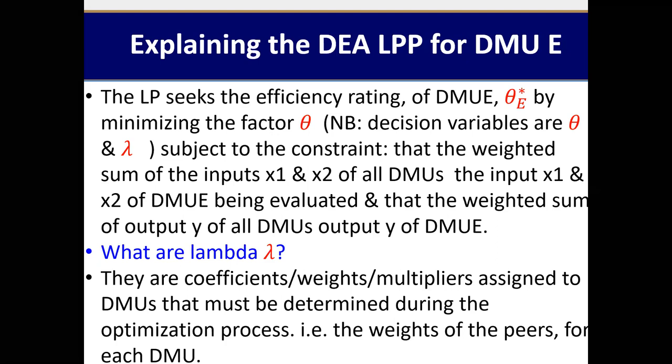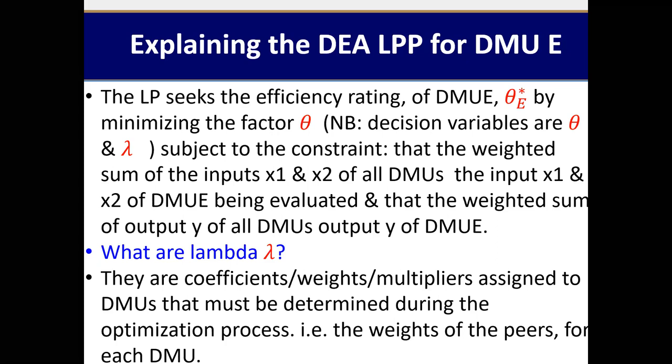And those weights must be determined during the optimization process. During the linear programming process, the weights are determined. And if a particular firm is seen to be important, that firm will be given a positive lambda value. It can be 0.1, 0.3, 0.1, okay?